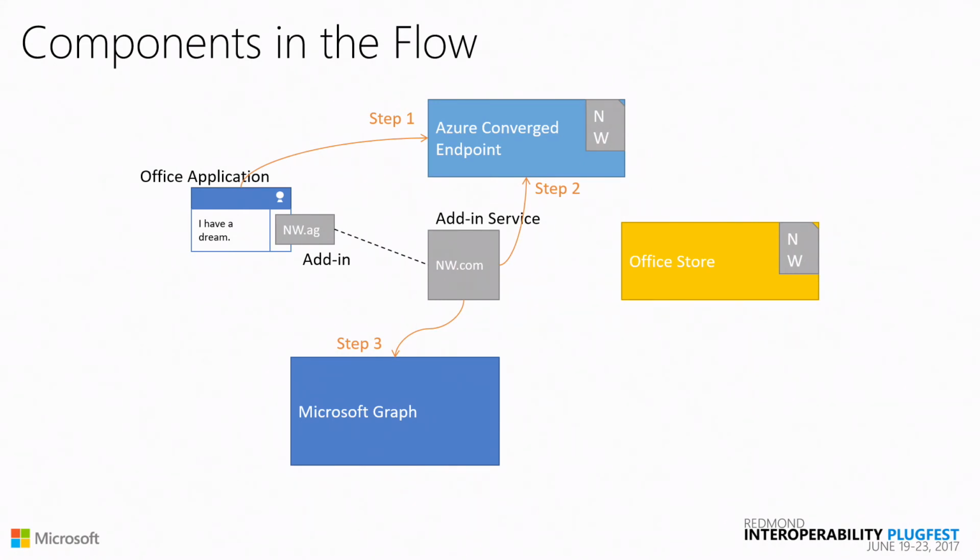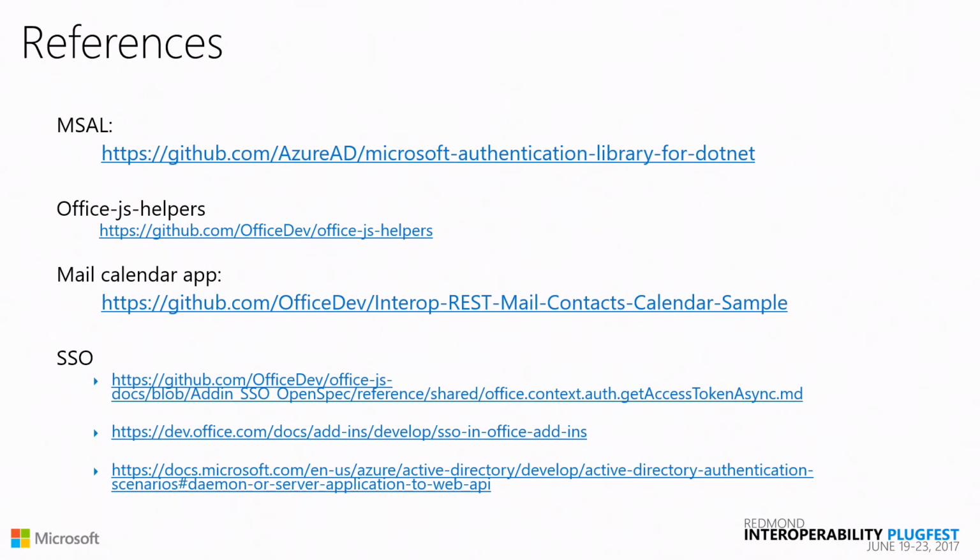Until now, without this feature, these things were not possible. You cannot use the same token. We don't transform the token. You have to get a new token from your Office app. But after this feature, you should be able to do that. And that's pretty much on MSAL, Office.js helpers, and single sign-on feature.